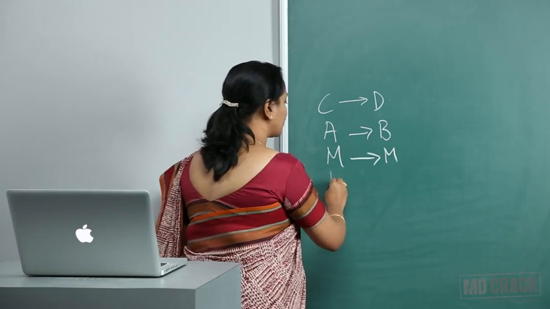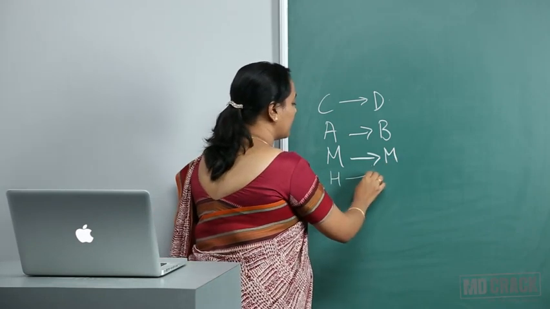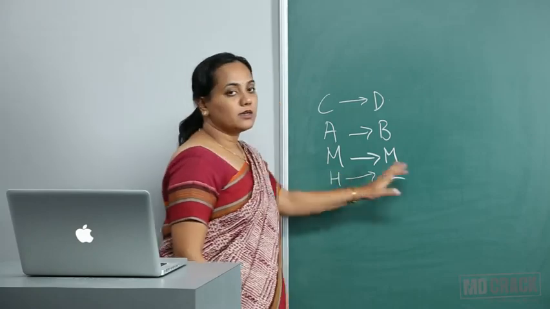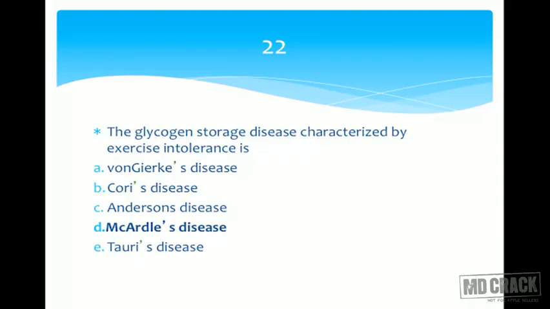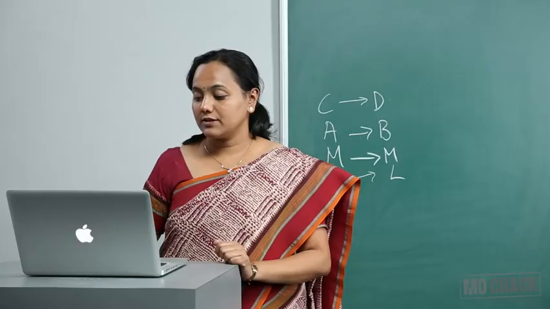Muscle, and Hers is the next one. When you have muscle phosphorylase, Hers will be liver phosphorylase. Tarui's is also there. So what all are there? Von Gierke's is glucose 6-phosphatase. Cori's is debranching enzyme. Anderson's is branching enzyme. McArdle's is muscle phosphorylase, and Tarui's is because of the next enzyme, muscle phosphofructokinase, PFK. So let us look at it further.